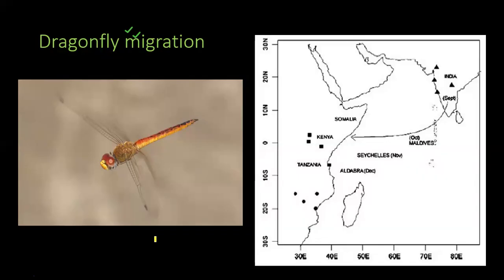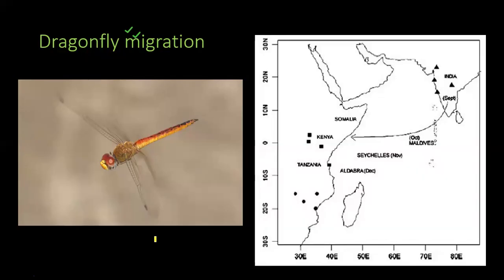So whatever leaves the western Indian and Sri Lankan coast enters Africa, and then they migrate within Africa, and then come back. The next generation comes back to the South Asian region as well. So the entire cycle consists of multiple generations, multiple individuals, but this direct flight from South Asia to Africa is the longest known distance of migration for a single insect.